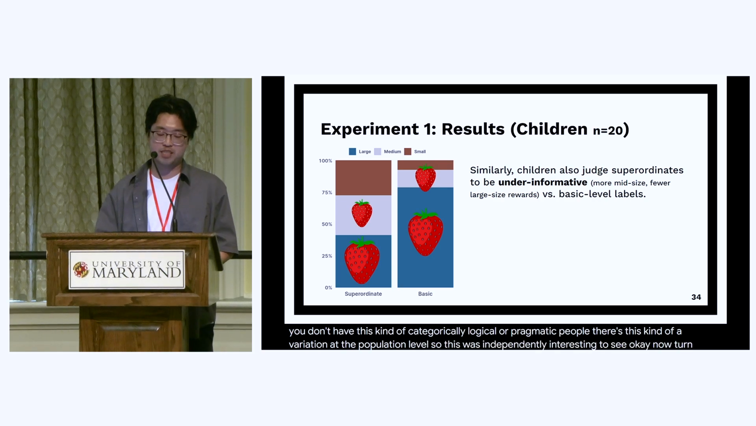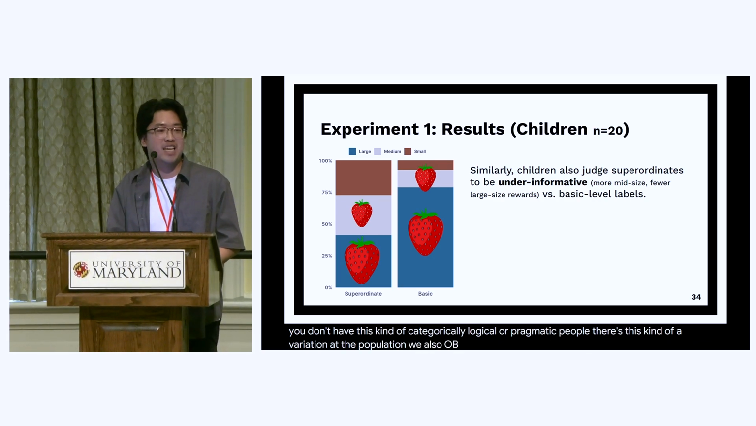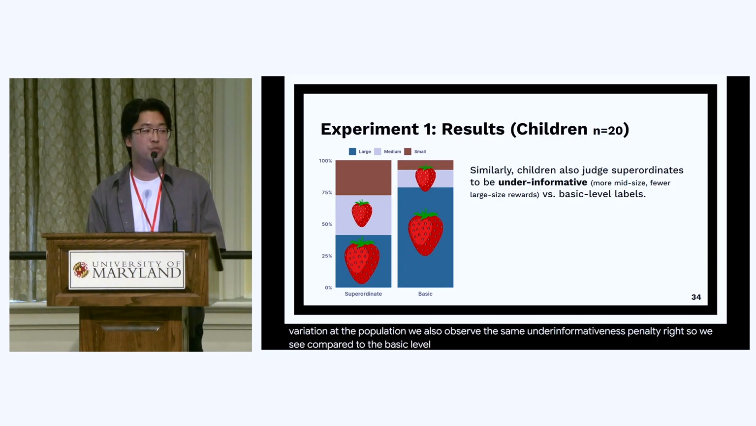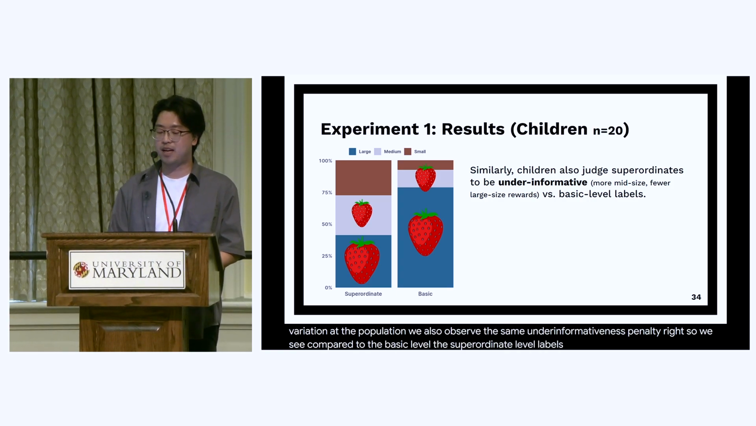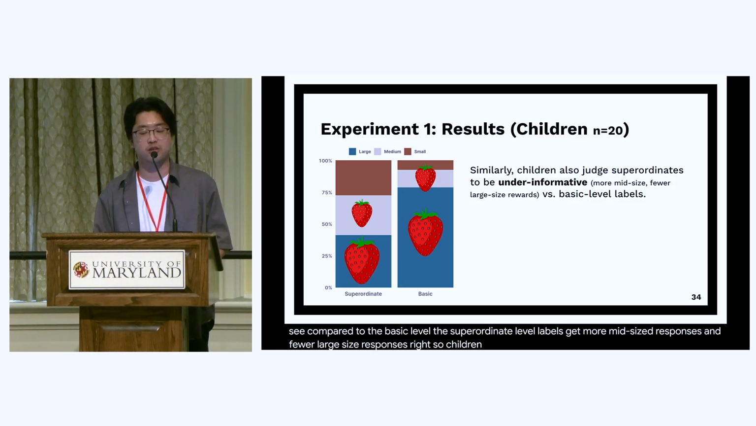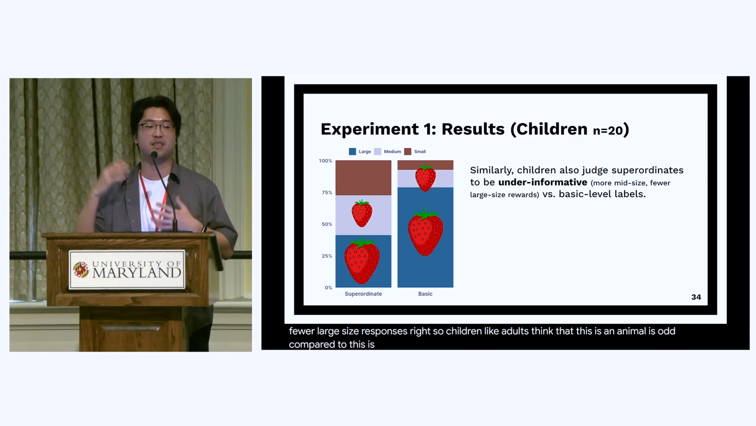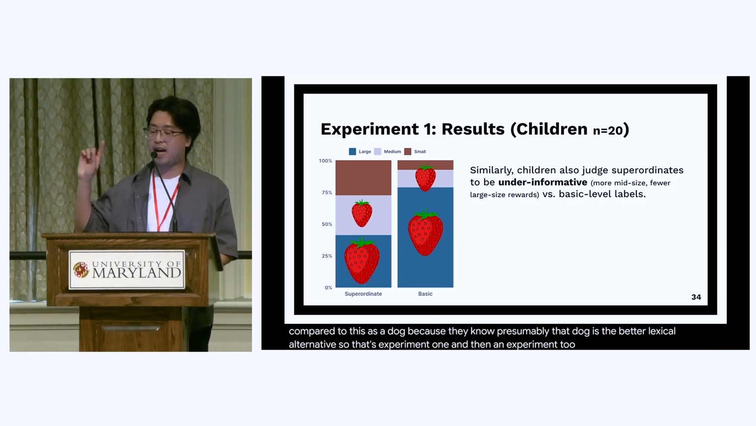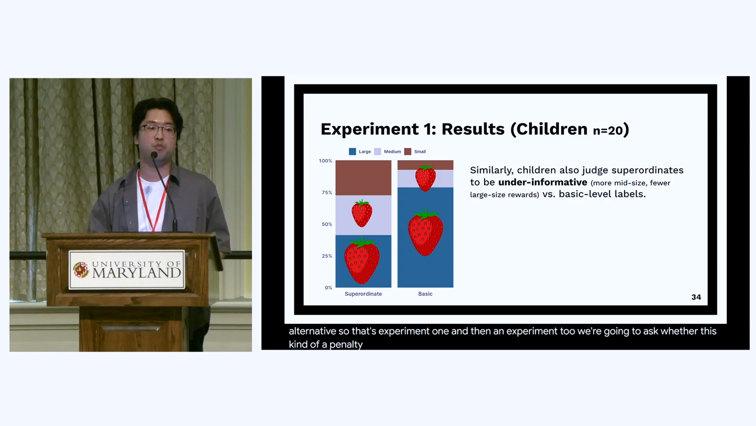Okay, now turning to children's data. We also observed the same underinformativeness penalty, right? So we see compared to the basic level, the superordinate level labels get more mid-sized responses and fewer large-sized responses, right? So children, like adults, think that this is an animal is odd compared to this is a dog because they know, presumably, that dog is the better lexical alternative. So that's experiment 1. And then in experiment 2, we're going to ask whether this kind of penalty that superordinate labels get is a global dispreference or if that can be modulated by what's relevant in the task.